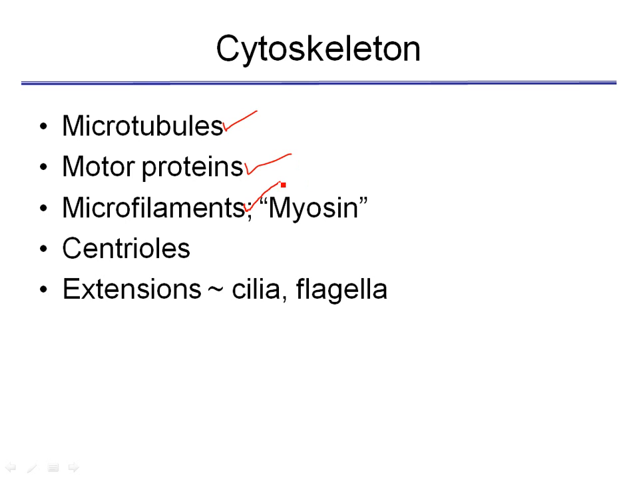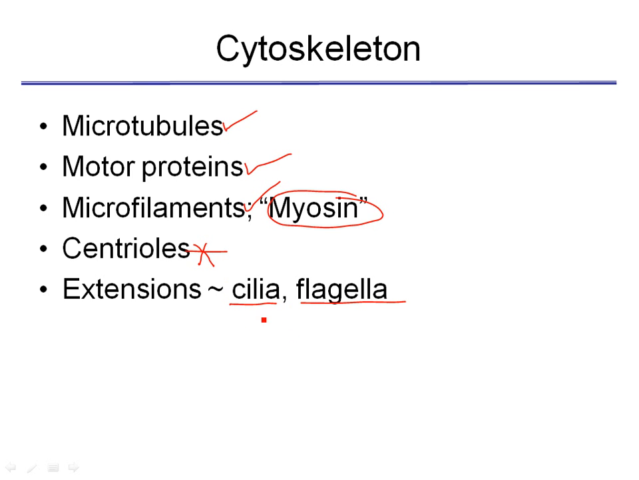We have microfilaments, including myosin. Those are proteins that are contractile. Again, they help move things in the cell, and they help with phagocytosis and exocytosis and all of that. We have microtubule-based centrioles, always in the cell, but only used for cell division. And then combine microtubules and microfilaments in special ways, and you can get cilia or flagella.